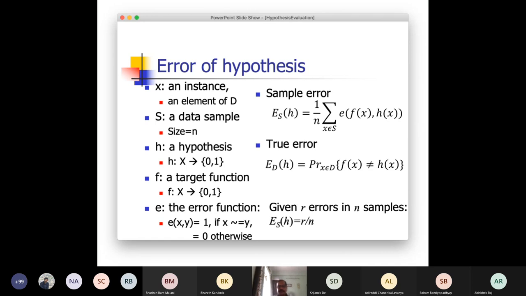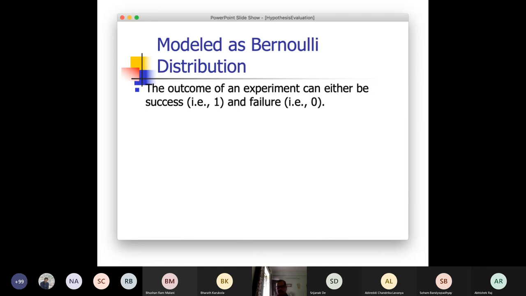Now, if I consider that there are r errors in n samples, then according to our definition I can write it as r by n, right? That is the fraction I was mentioning, and that is your sample error, or your estimate of the true error. When you are trying to do this kind of analysis, we follow a certain probability distribution model. This process can be modeled as a Bernoulli distribution. The Bernoulli process provides an outcome with a certain probability for success and, of course, the complementary probability for failure. We denote them by 1 and 0.